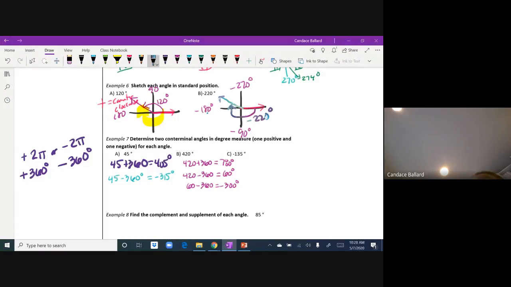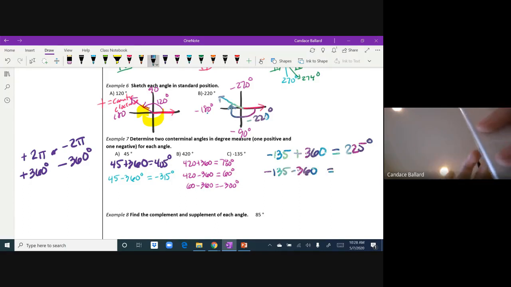All right, one more, 135. I know for sure I've got to add to get at least one round to go positive. So 135 plus 360, in the sparkly colors, is going to be 225 degrees, and it's positive. So I got my positive one. To get negative, I'm probably going to need to subtract that.